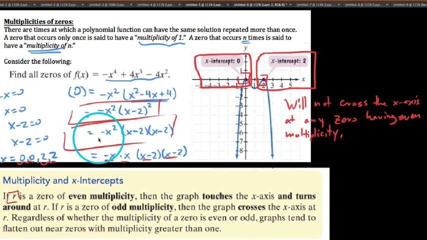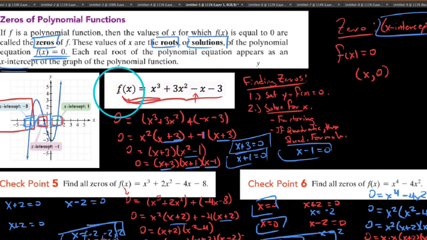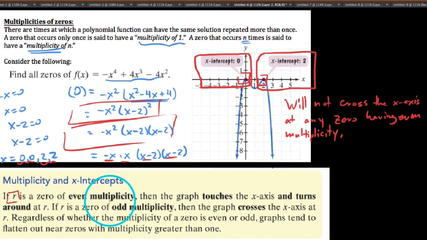Whereas over here on this graph, let's take a look at it. We got 3 answers here. We got negative 3, negative 1, and positive 1. They all occurred once. So our graph crosses there. We say even multiplicity, then it won't cross. We say if R is a 0 of odd multiplicity, then the graph crosses the x-axis at R, regardless of whether the multiplicity of a 0 is even or odd, though.